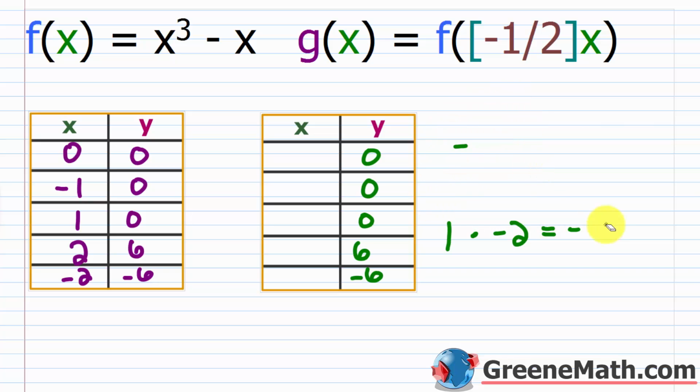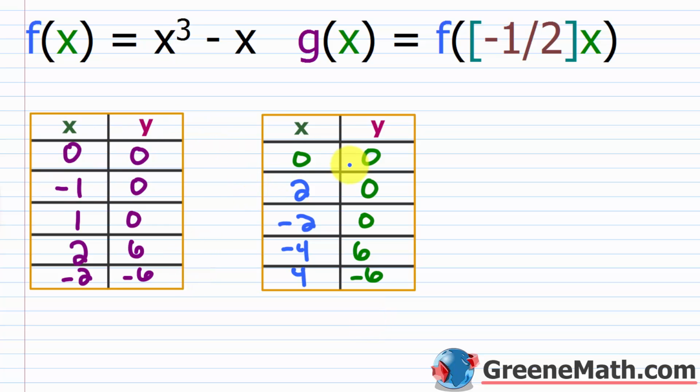So what I would do is take 0 multiplied by -2, get 0. I would take -1 multiplied by -2, and I would get 2. 1 times -2 is -2. 2 times -2 is -4. And -2 times -2 is +4. Okay, so now we have some points, and this is something we probably don't know the shape of.